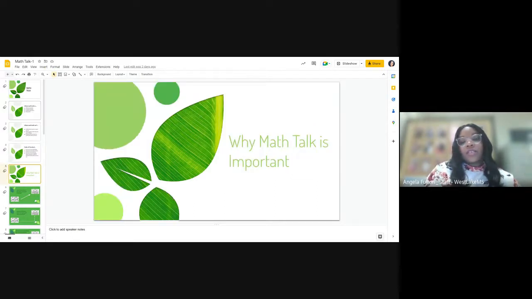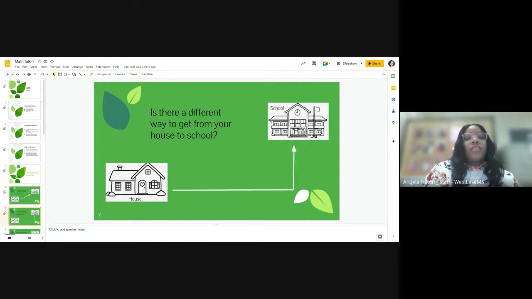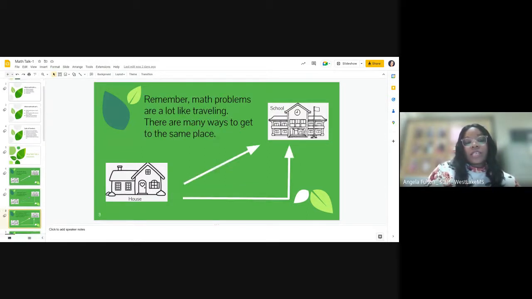And then I like to talk to students about why Math Talk is important. And I like to use the analogy of a house and school. And I always tell them, hey, tell me one way to get from your house to school. And they tell me a way, and I allow different students to share how they would get from their house to school. Then I ask, is there a different way to get there? Do you know any other ways? And sometimes we might even pull it up on Google Maps or MapQuest and actually look at the variety of ways they can get from their house to school, really trying to reinforce a point that there's usually more than one way to get to the same destination.